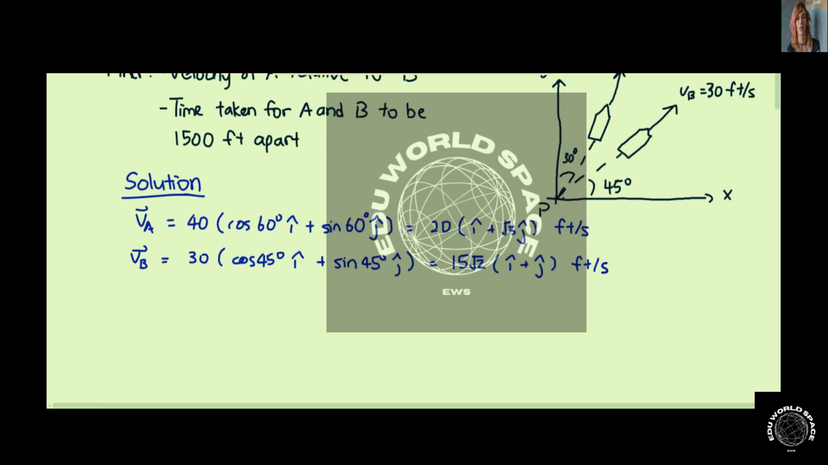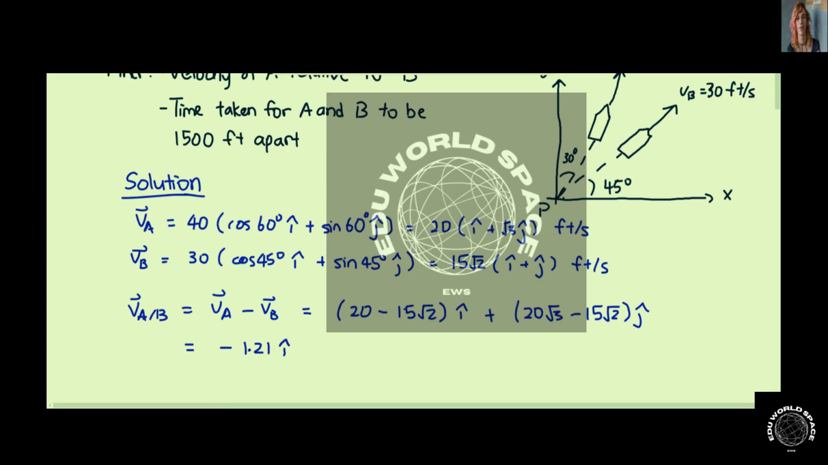The velocity of A relative to B, by definition, is the velocity of A minus the velocity of B. Putting the numbers together, you have (20 minus 15 root 2) I hat plus (20 root 3 minus 15 root 2) J hat, and using your calculator you get minus 1.21 I hat plus 13.4 J hat feet per second.